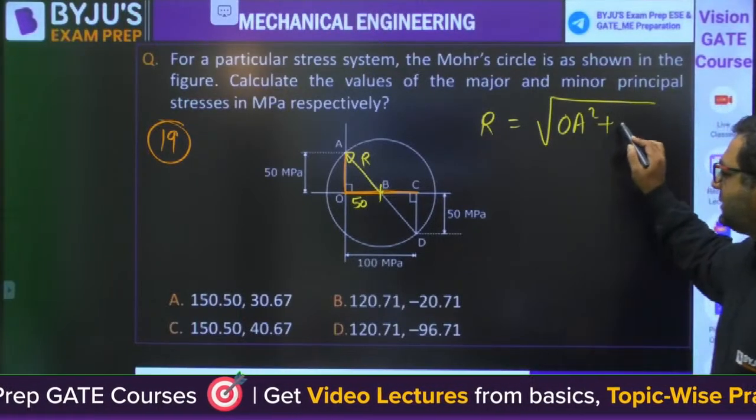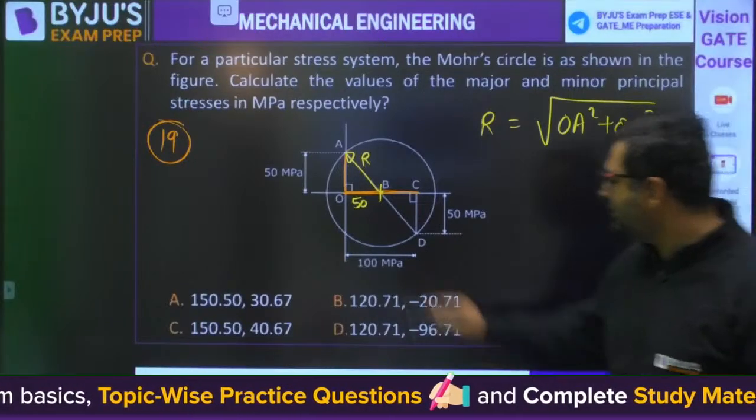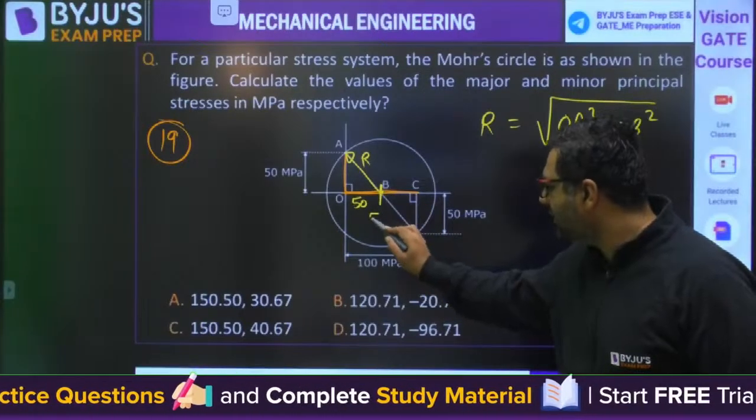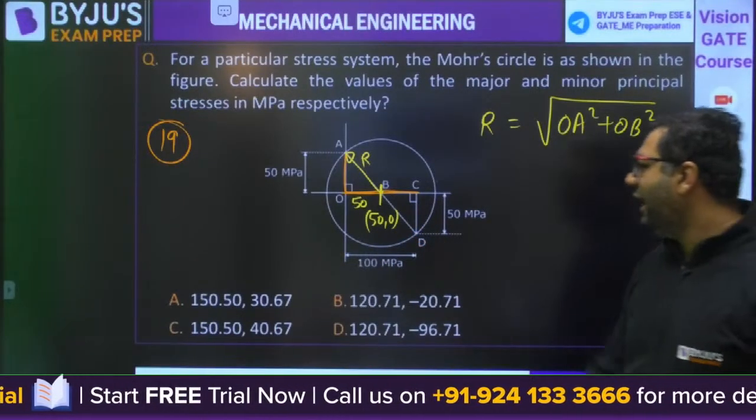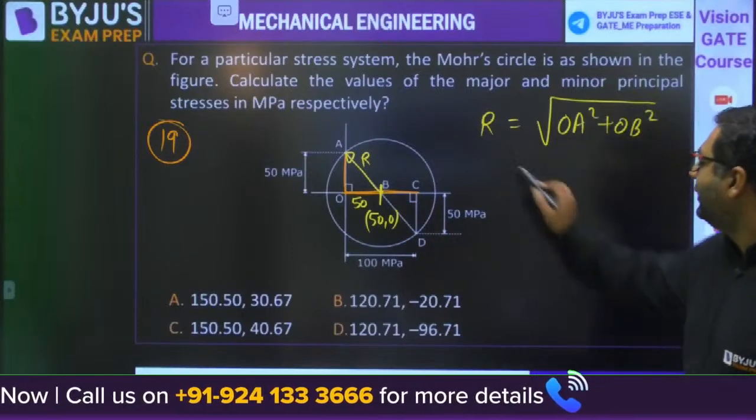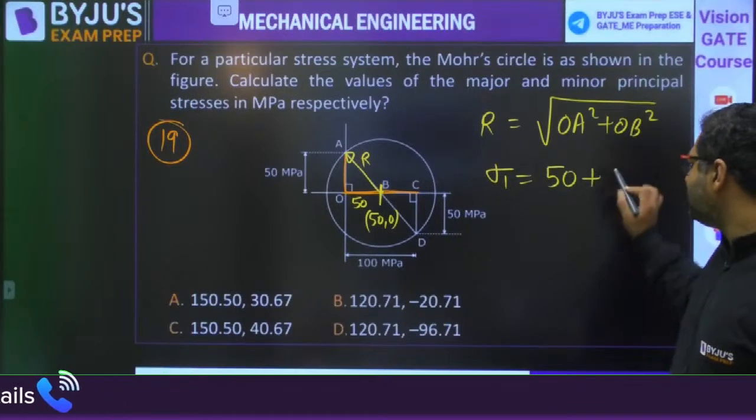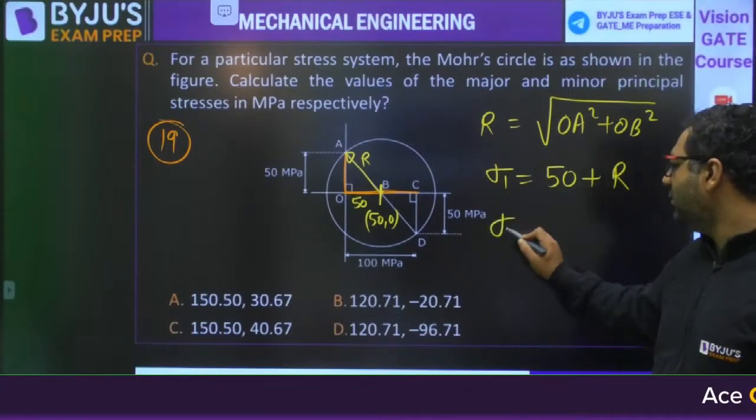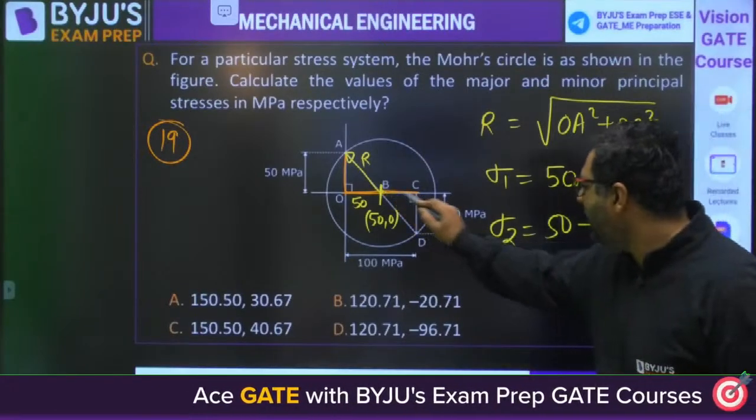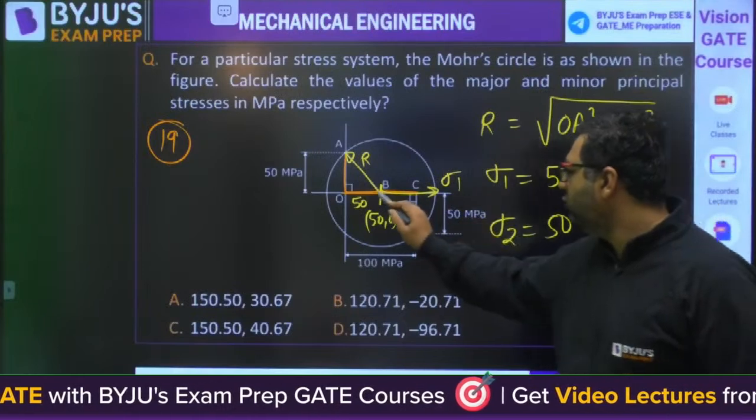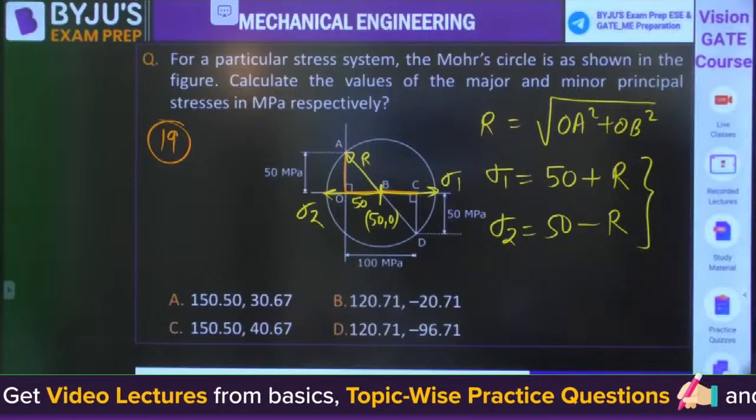Radius is root of OA square plus OB square. Once you get the radius, you already know the center. Center is 50, 0, and you want to find out the principal stress. Sigma 1 is going to be 50 plus radius. Sigma 2 is 50 minus radius. Because when you add radius here, you will get sigma 1. When you subtract radius here, you will get sigma 2. So these two are the answers of yours.